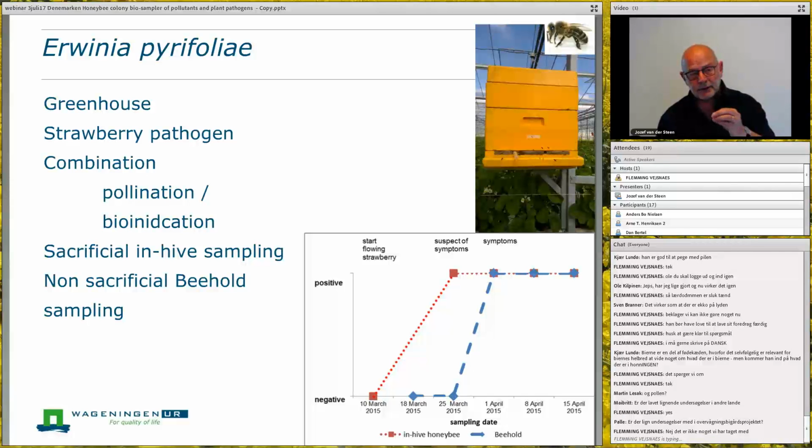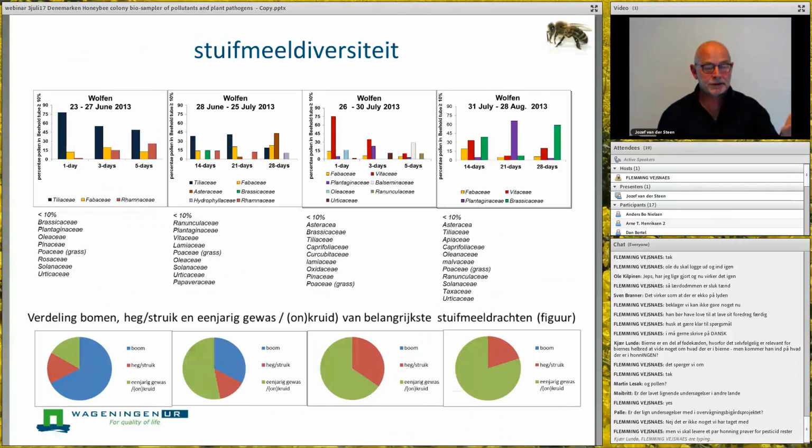But the combination of pollination, bioindication, and biosampling of plant pathogens is a very promising one, because the bees are there for their pollination, and you can use them to see and have information about the health status of the plants the bees are foraging on.